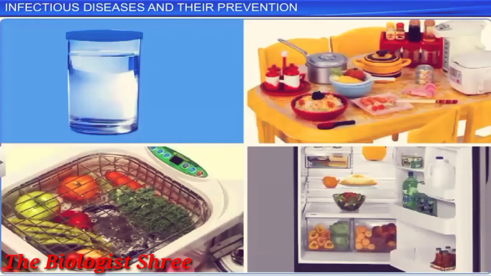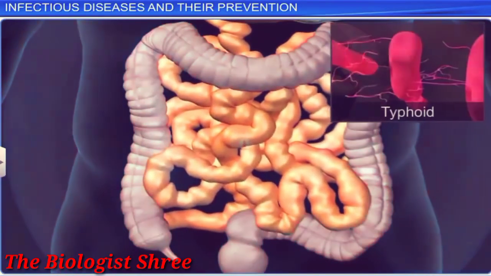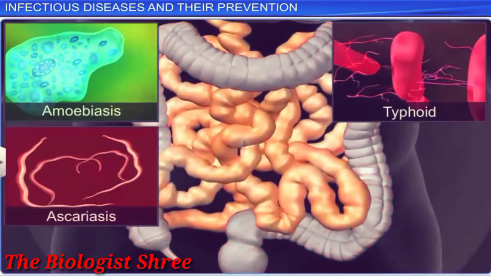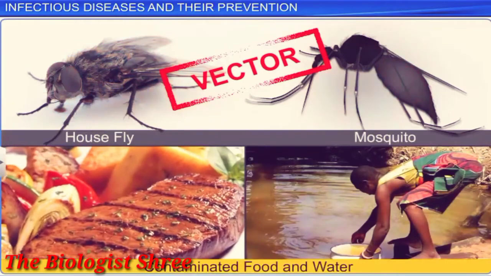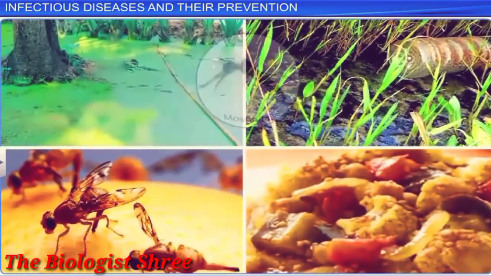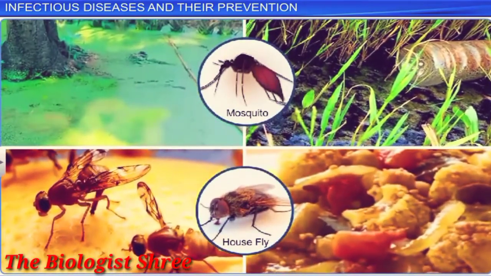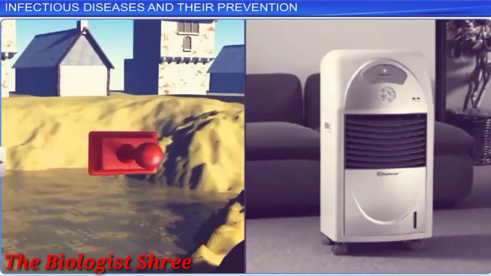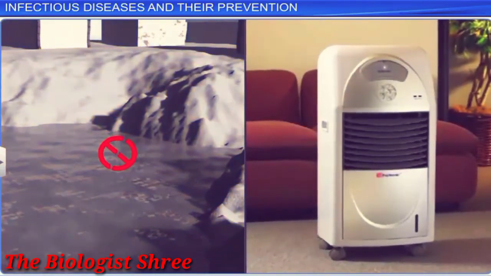Keeping water and food clean is important because most infectious diseases like typhoid, amoebiasis, and ascariasis are spread by vectors that are transmitted through contaminated food and water. Further, it is important to control or eliminate vectors along with their breeding places. No water should be allowed to stagnate around residential areas. Even household coolers should be regularly cleaned.